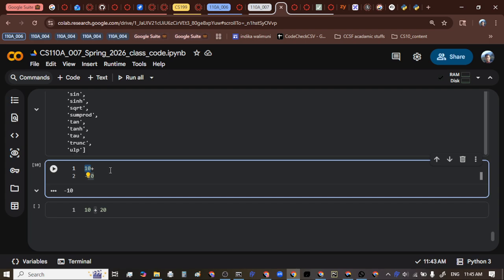Binary, unary. Okay, so unary is the code name. Sorry, I made a mistake there. This plus is actually a unary operation. So this operation is a unary operation. Okay, just one operand involved.